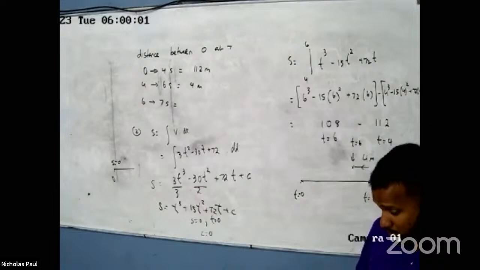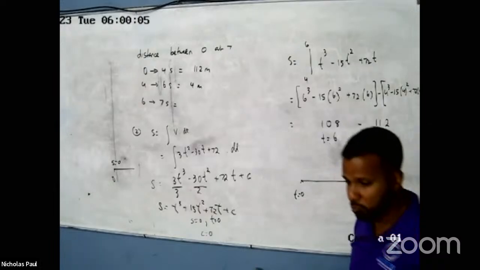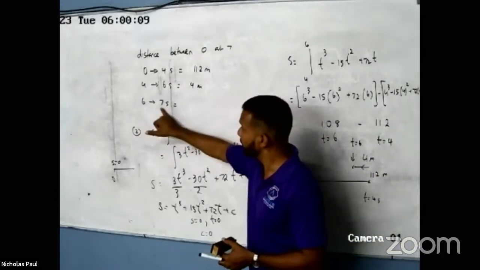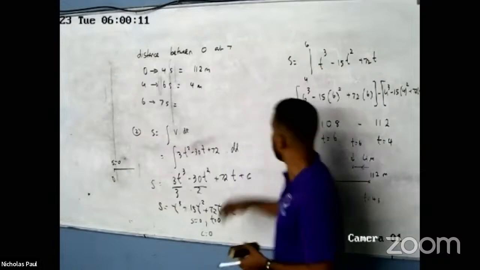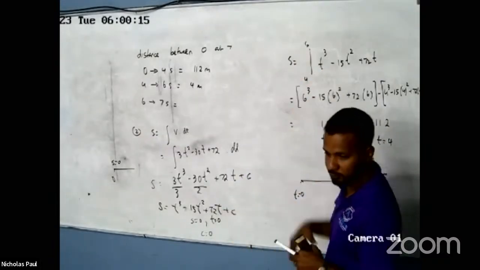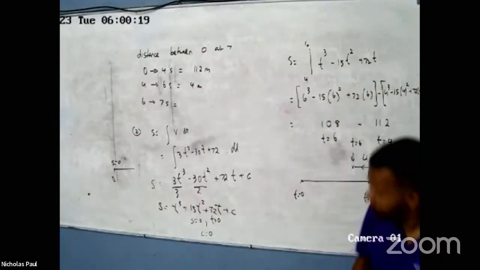Yeah? Why are you not sure? If you're not sure, I'll do it over again. Why not sure about integrating between 6 and 7? So integrate between 6 and 7 and subtract. That will give you the distance. Yes, sure, Sydney.